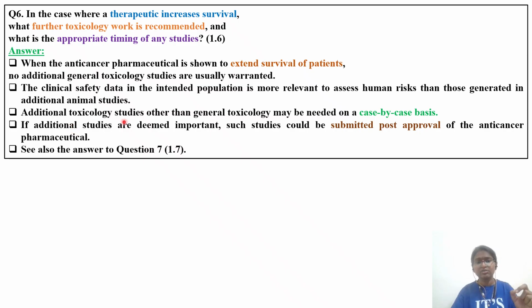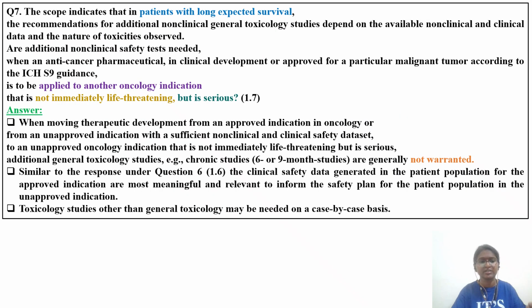Then additional toxicology studies other than general toxicology may be needed on a case by case basis. For example, I think they're asking for immunotoxicity or some kind of thing. We'll see what is there. If additional studies are deemed important, such studies could be submitted post approval of the anti-cancer pharmaceutical. So stop the video and try to understand this one. Whatever I could say, I have discussed with you.